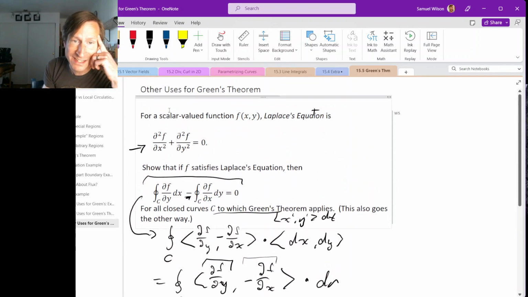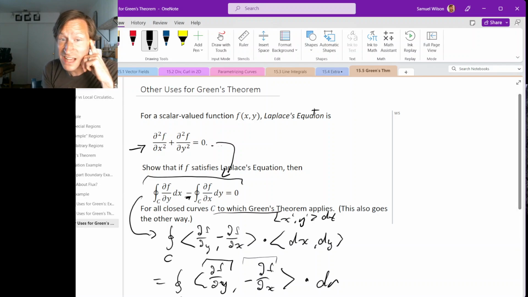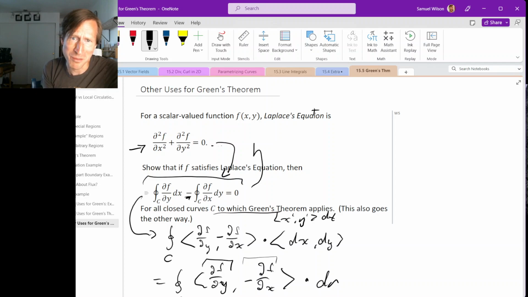In fact, this fact that being a solution to Laplace's equation implies that this line integral is 0 does actually go backwards, which amounts to using Green's theorem backwards.